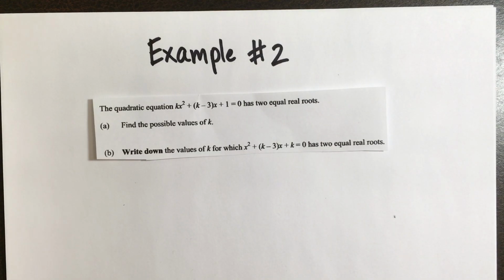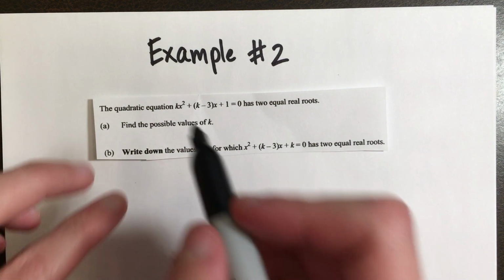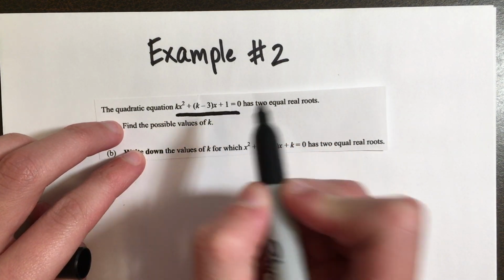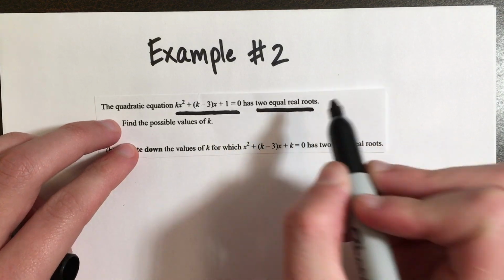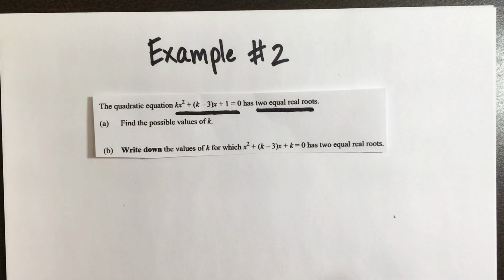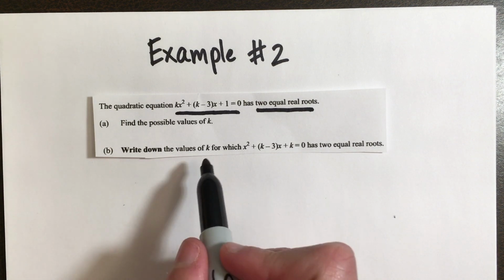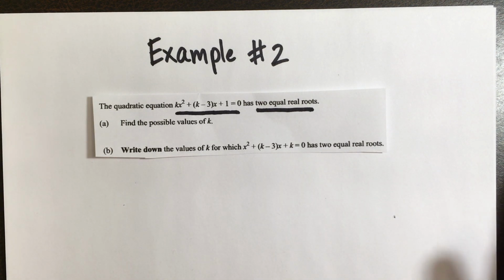Okay, so example 2 is a discriminant problem. We're given the equation kx squared plus (k minus 3)x plus 1 equals 0, and it's telling us that we have two equal roots. We're supposed to find the possible values of k, and then write down the values for k for which x squared plus (k minus 3)x plus k equals 0 has two equal roots.